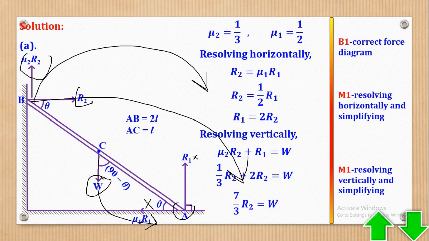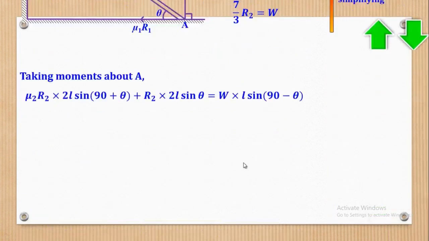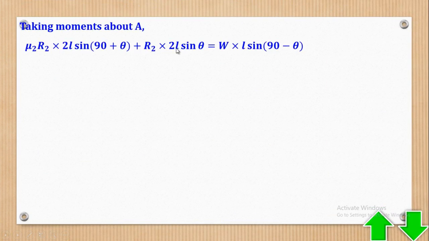So now let's go to the one for R2. For R2, it also starts from here, meaning the distance from the pivot to the point where it originates from is AB, which is 2L, and the angle between the force and the ladder is theta. Therefore, the moment will be R2 times 2L times sine theta. So that is where this is coming from.